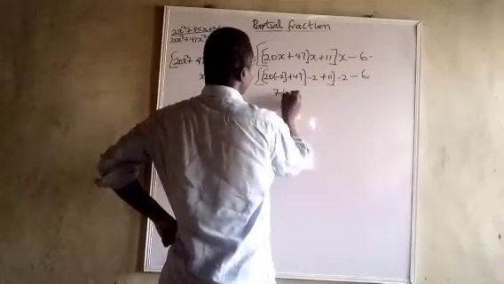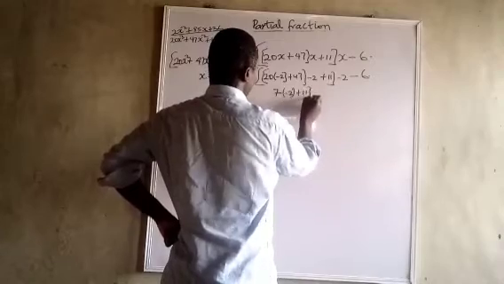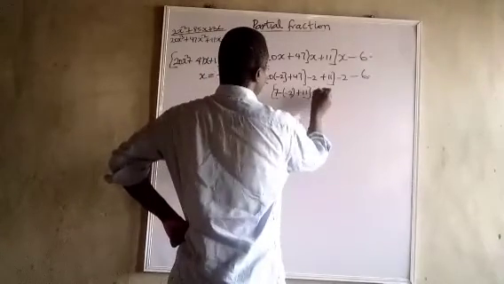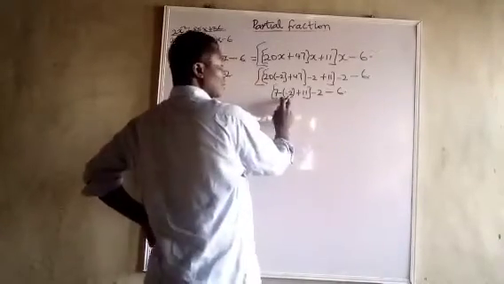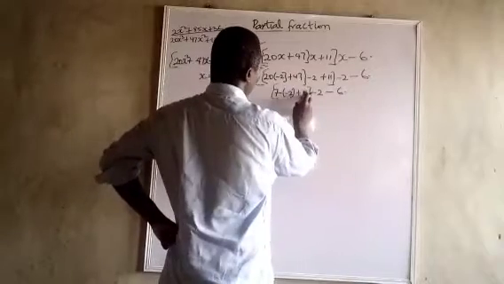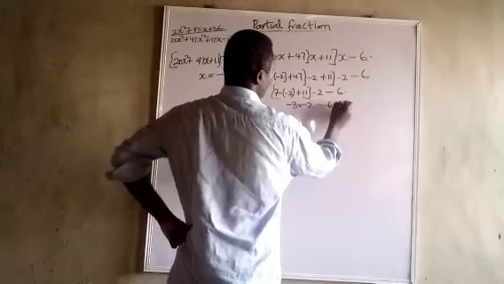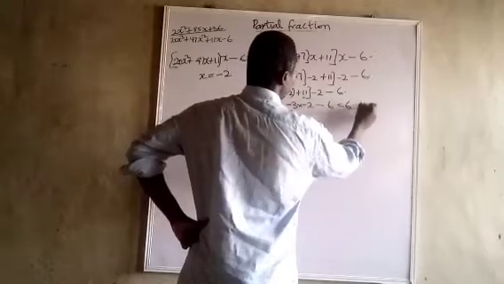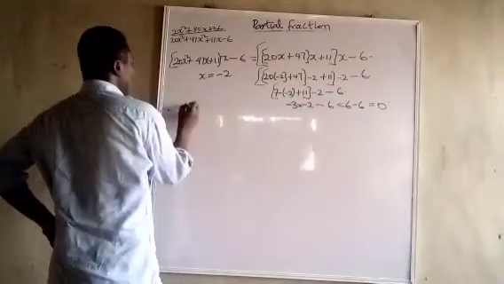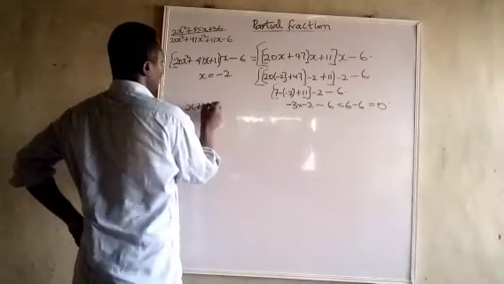7 times minus 2 plus 11. So what does that give me? Times minus 2 minus 6. So this one is minus 14 plus 11, that's minus 3 times minus 2. So this one is going to be 6 minus 6. Therefore, x plus 2 is a factor.